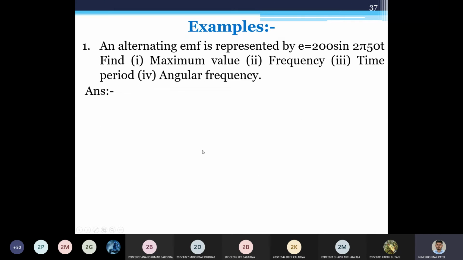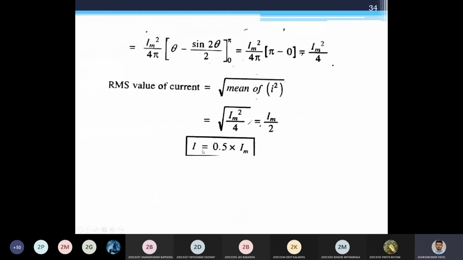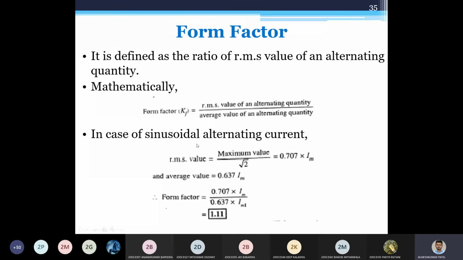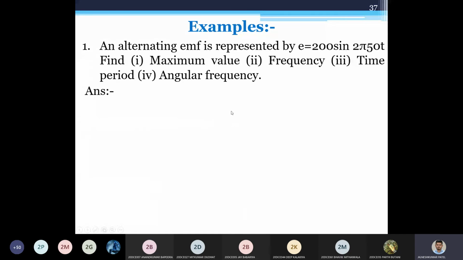So this is all about this chapter. We completed this chapter. Now there are some examples. This is a very basic example. The equation is given. An alternating EMF is represented by e is equal to 200 sine 2 pi 50 t. Find maximum value, frequency, time period, and angular frequency. So can you do that? Or let's just do this rather than giving it to you.